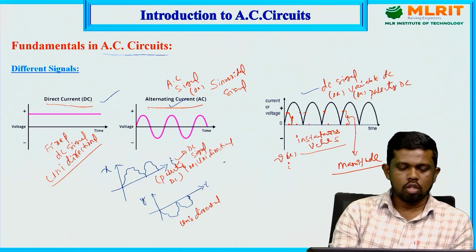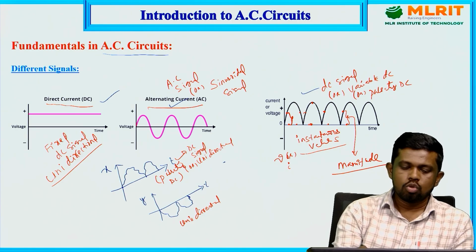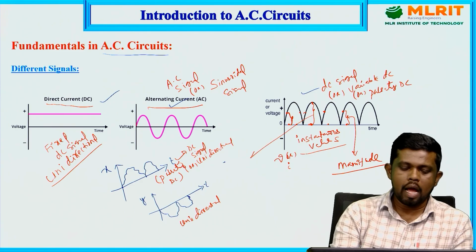Suppose for the same signal this is the value at this instant. This corresponding value at that instant is simply called the amplitude value. It is amplitude.